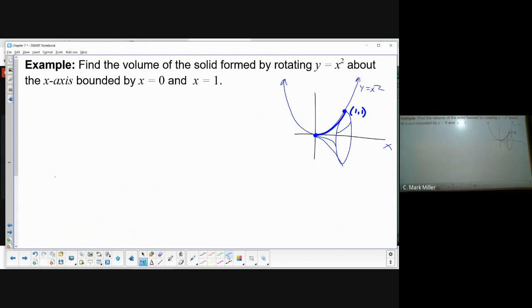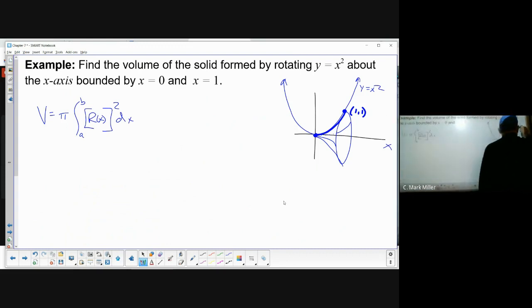I'm serious. All right, and so our question asks us to find the volume inside. Right? Well, volume is what? Pi integral a to b of whatever the radius function is squared dx. And so here, this is our radius function. That is our x.